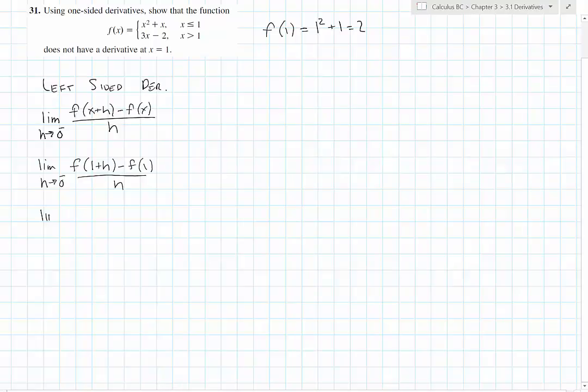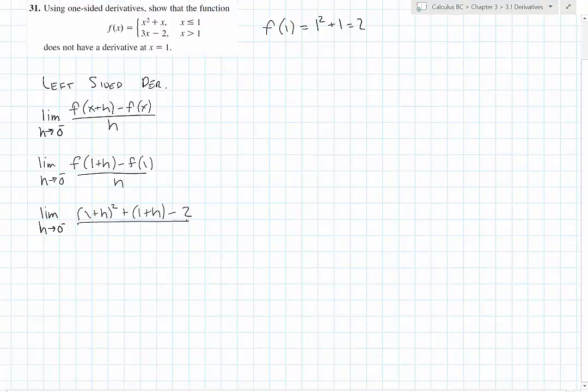So this next step becomes the limit as h approaches 0 from the negative side. We need f of 1 plus h, which means, when we're approaching 0 from the left-hand side, this is going to be f of 1, but just with a value inside here that's below 1. So we're going to be using that first definition again. 1 plus h squared plus 1 plus h minus 2, again because f of 1 is equal to 2, all over h.